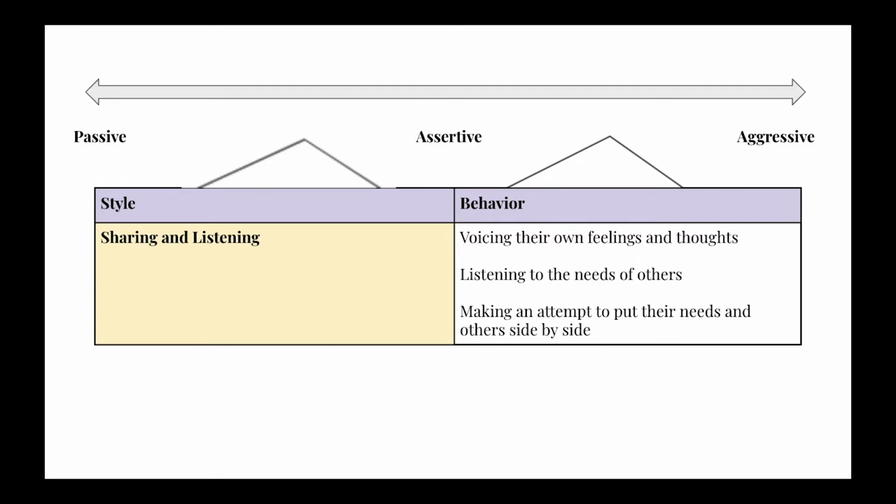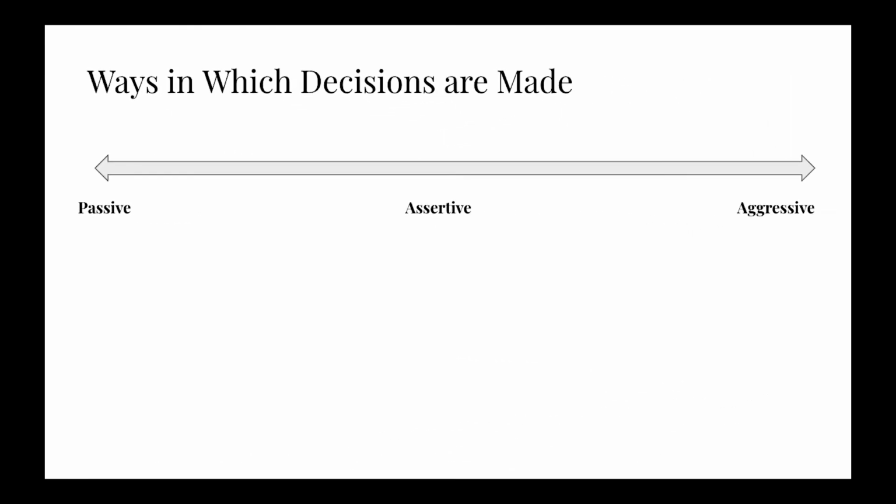Now, in between passive and aggressive ways of reacting to conflict is a spectrum of assertive ways to respond to conflict. This is when an individual is able to share their feelings and thoughts. They also listen to the needs of others and make an attempt to consider the needs of different individuals as equally as possible to come to a decision as to how to move forward. Now, based on the different ways in which individuals, especially those in power, may react to a conflict, there are different ways in which decisions can be made within a group.